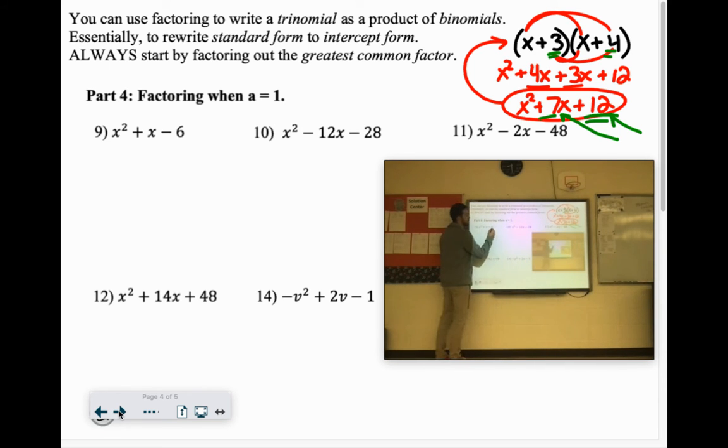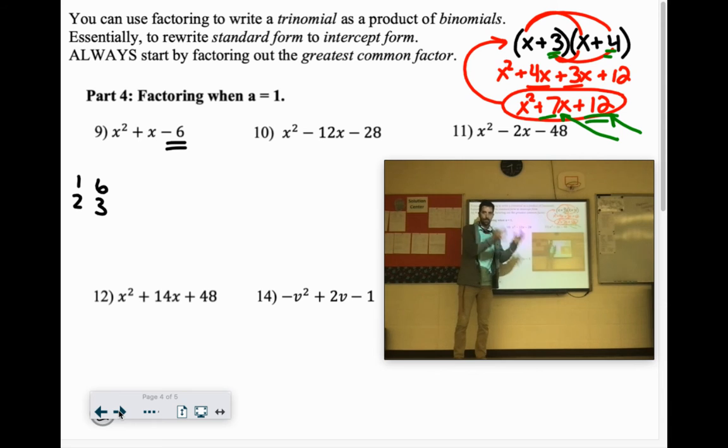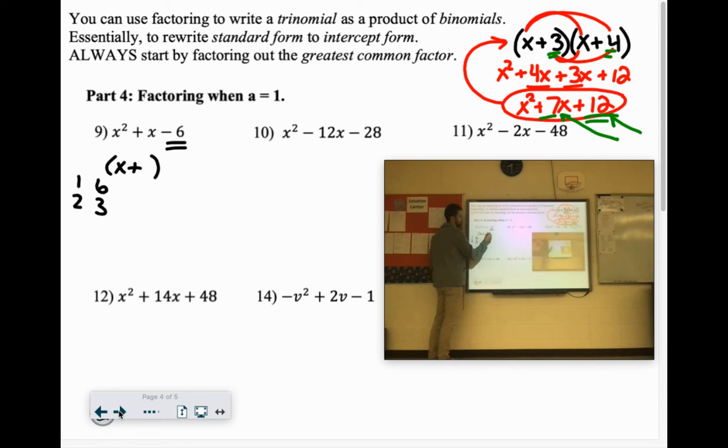So if we look at the last number, we have negative 6. The factors of 6 are 1 and 6, or 2 and 3. Now, because they multiply to negative 6, you have to think, are these going to be 2 positive numbers, 2 negative numbers, or one of each? What's the only way you can multiply to a negative? It's a positive times a negative. So we'll say x plus something times x minus something.